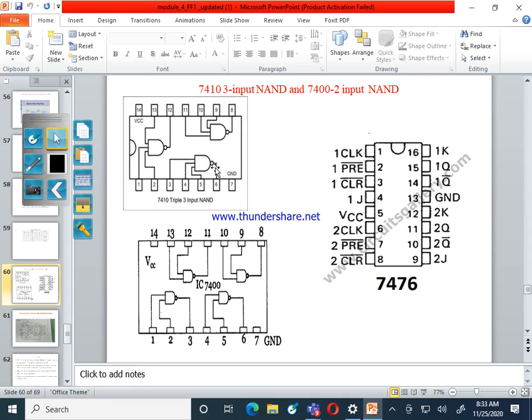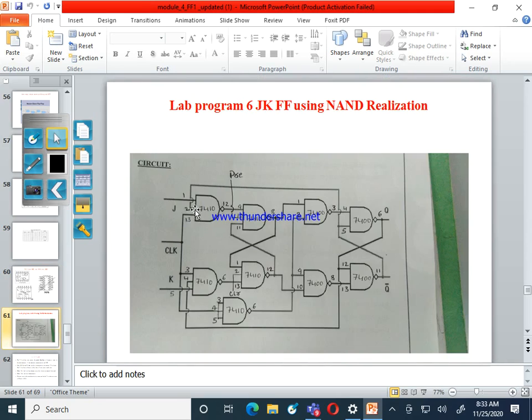First NAND gate: pin number 1 is input, pin number 2 is input, pin number 13 is input. What is the output of this? Pin number 12. You should remember this pin configuration. If you know this, you can connect it. Pin 1 is an input, pin 2 is an input, 13 is an input, pin 12 is your output. Yes or no? See the first NAND gate.